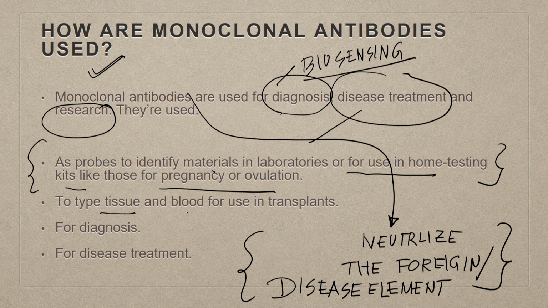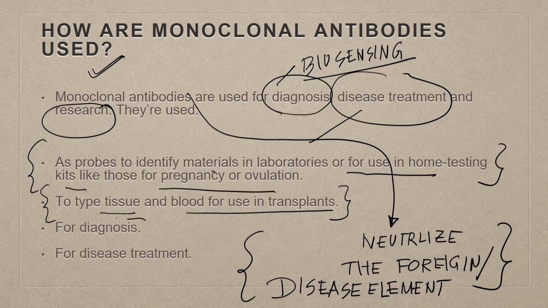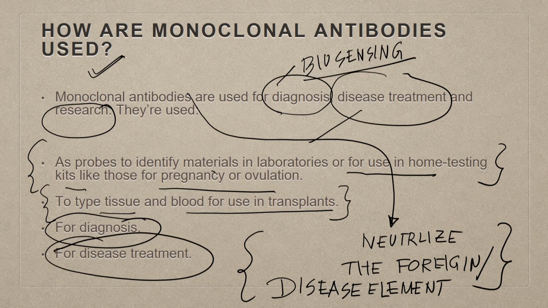To type tissue and blood for use in transplants. Most of you have seen blood testing, where you are testing the blood or testing the tissue. So, this kind of blood testing and tissue testing is for transplantation. So, you want to graft a particular tissue from one person to another person. Most of this screening is being done with monoclonal antibodies for diagnosis and for disease treatment.